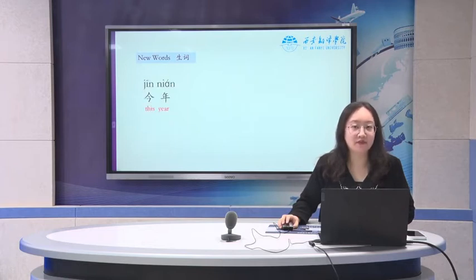And also we have this word, 今年. 年 means the year. 今年 means this year. We also can put this word before the age. 她今年5岁了. This year, she is 5 years old. We have some tests.